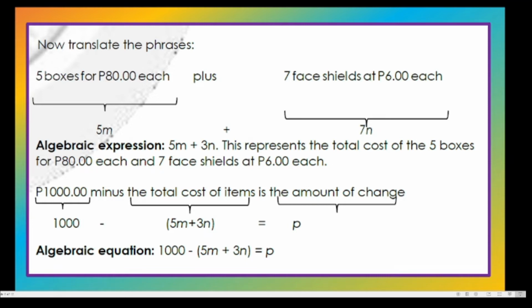Our algebraic expression here is 5M plus 7N. On the slide it shows 3N, but in our illustration it is 7N, so that is a typographical error. This represents the total cost of the 5 boxes at 80 pesos and 7 face shields at 6 pesos. So 1,000 minus the total cost of the items is the amount of change. Our 1,000 peso bill less 5M plus 7N is equal to P. So our algebraic equation here is 1,000 minus (5M plus 7N) is equal to P.